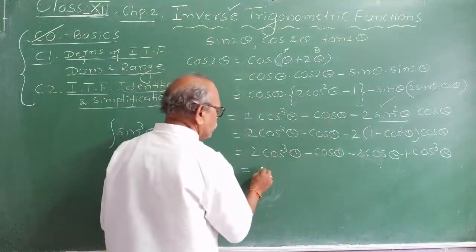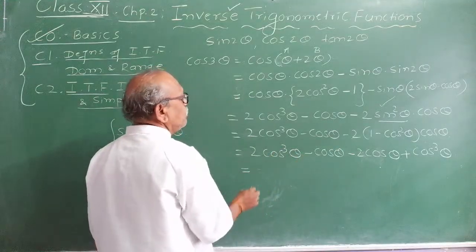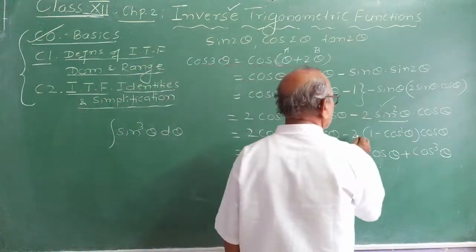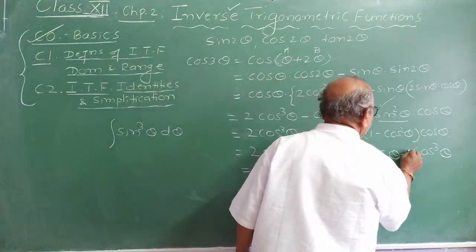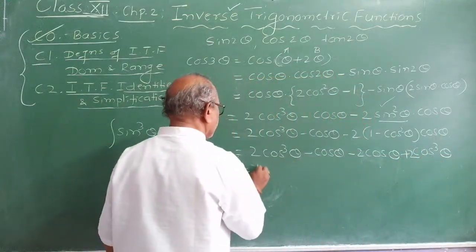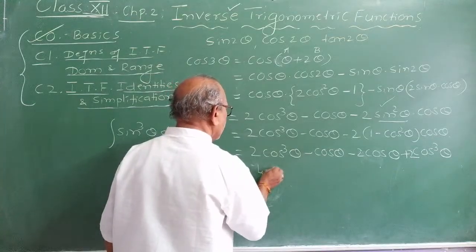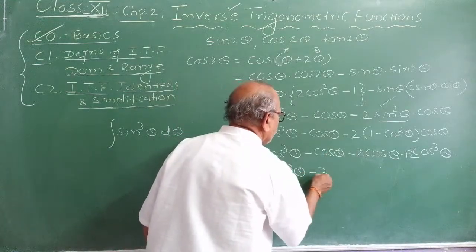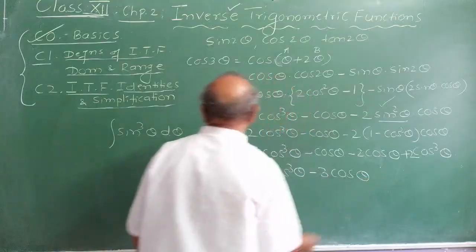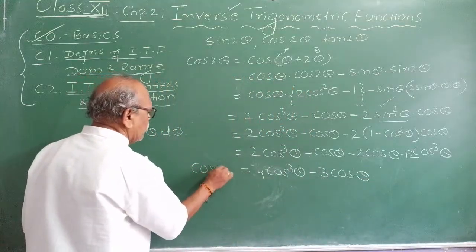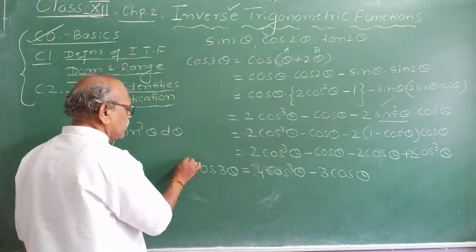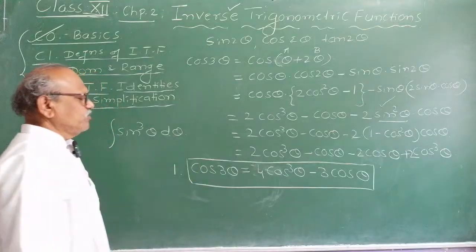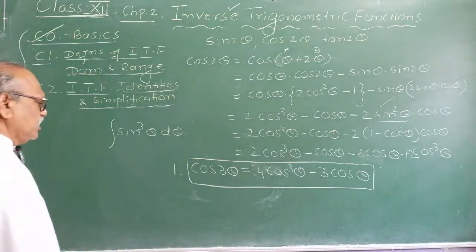2 cos cube theta, cos cube theta. You will get here 3 cos cube theta. Sorry. 2 into cos square theta, you will get 2 cos cube theta. 2 cos cube theta, 2 cos cube theta becomes 4 cos cube theta. Minus cos theta minus 2 cos theta becomes minus 3 cos theta. You will get cos 3 theta is equal to, first formula, remember, first one: 4 cos cube theta minus 3 cos theta.